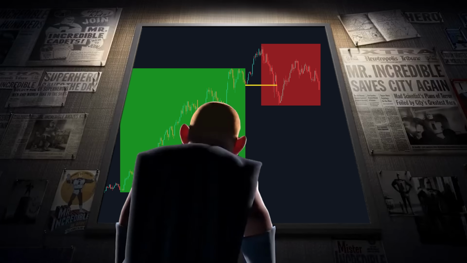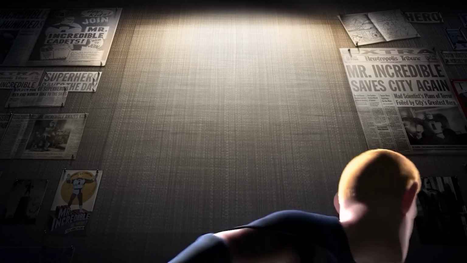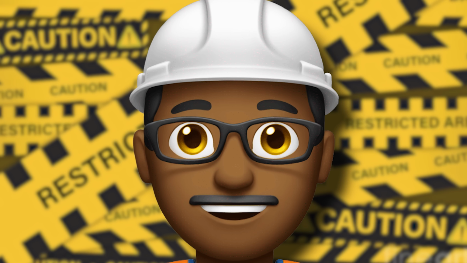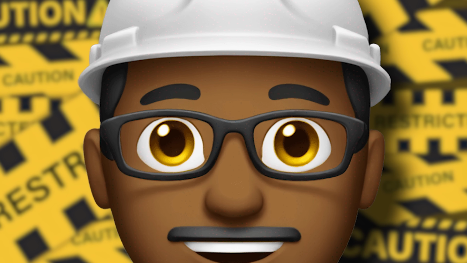So I did say there were two main concepts to this strategy. One of them is market structure, which is what we just went over, and the other one is liquidity. And this part is arguably the most important step.